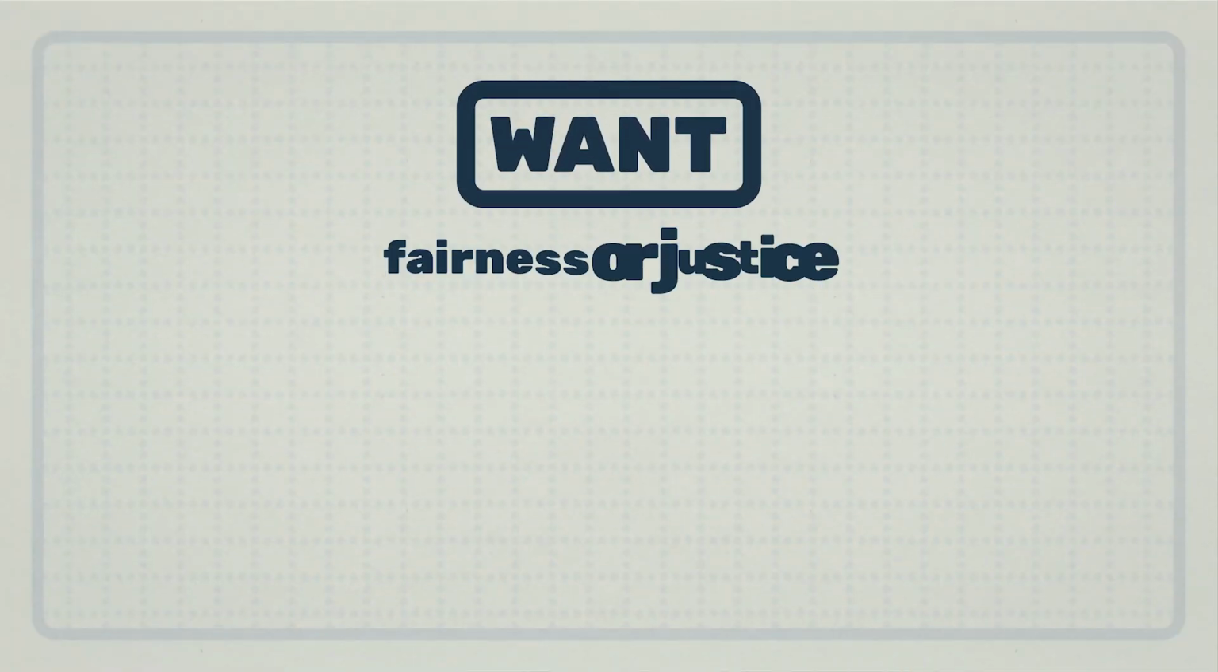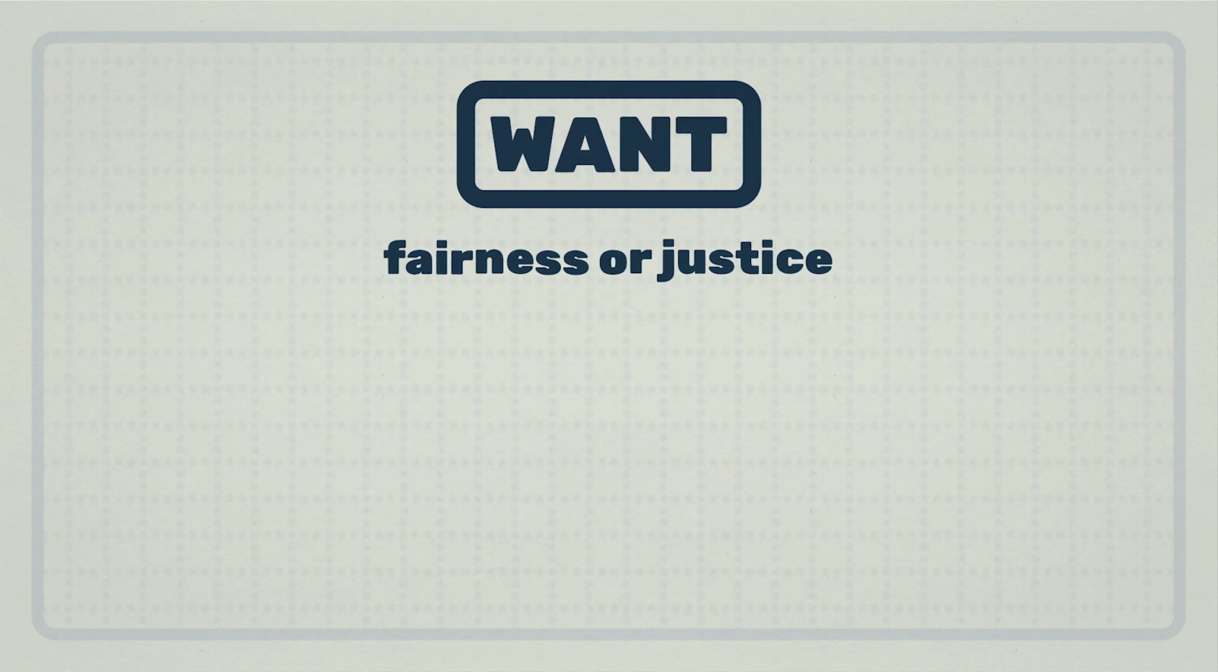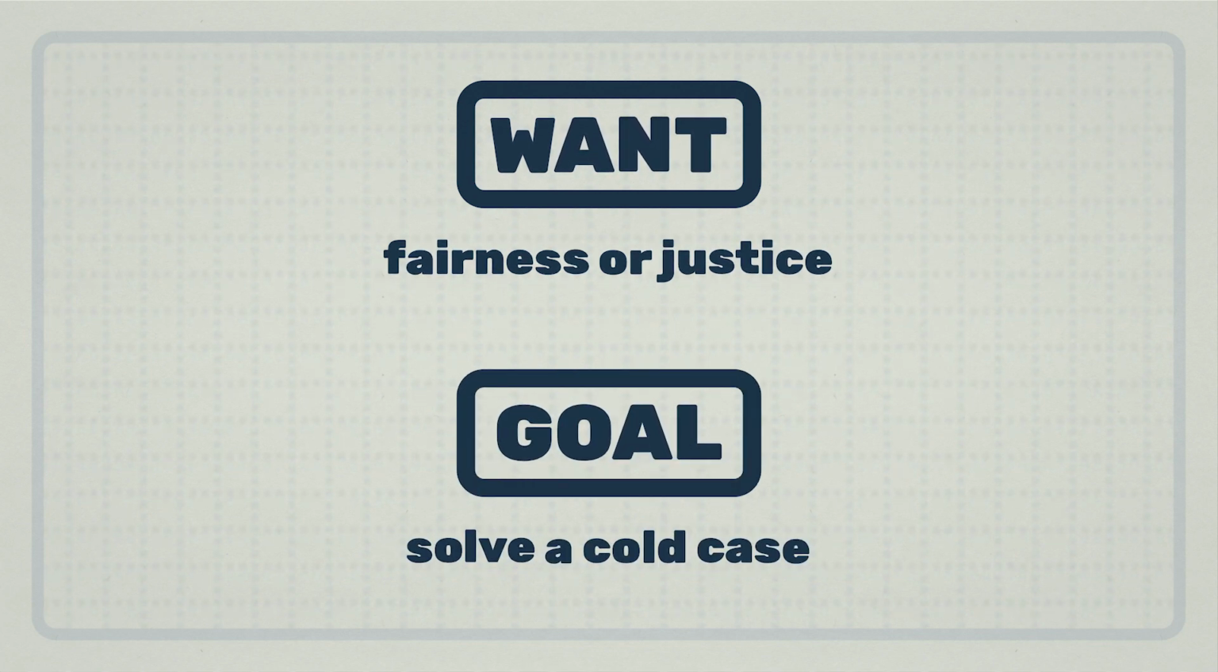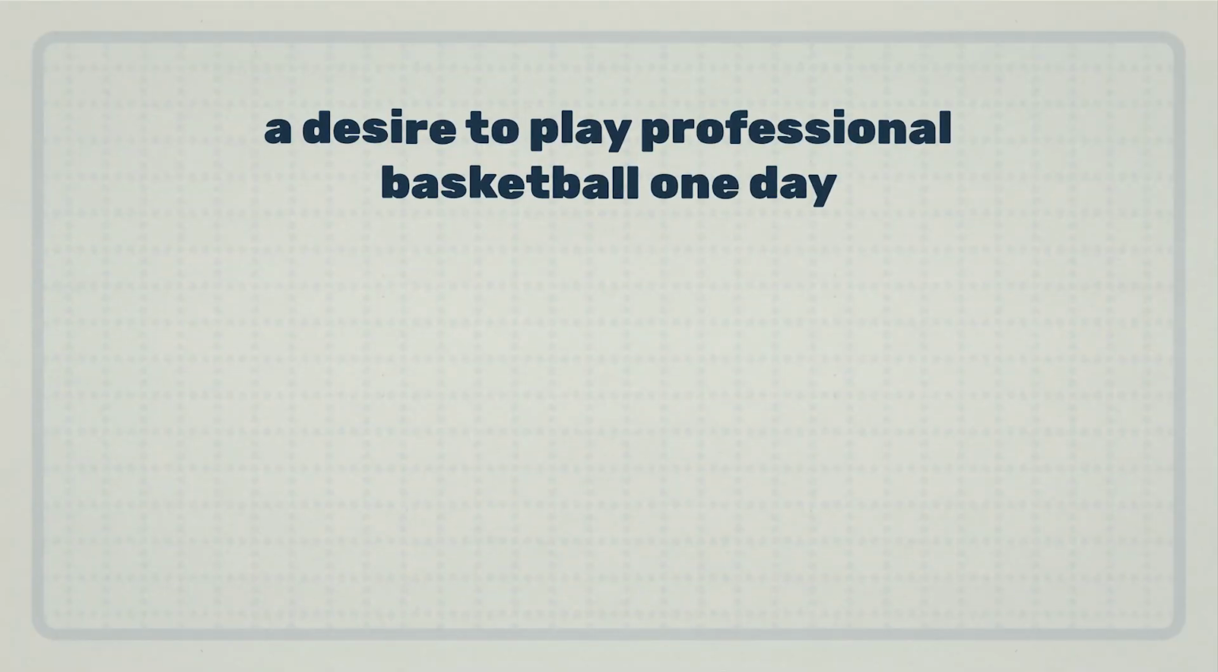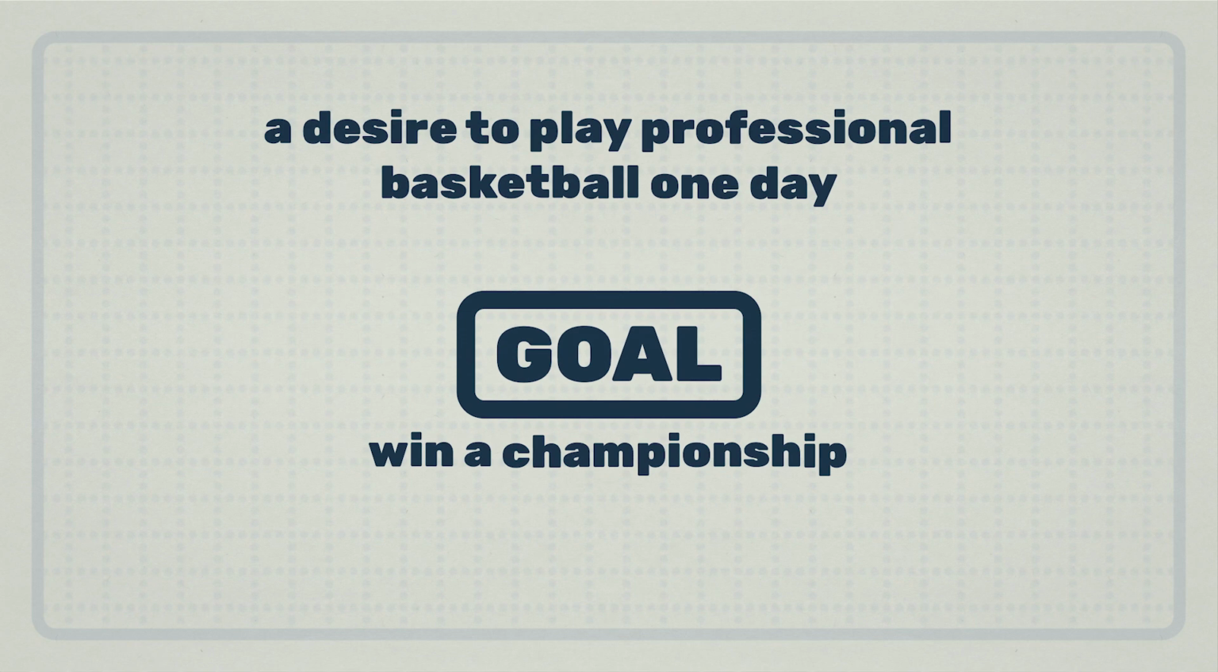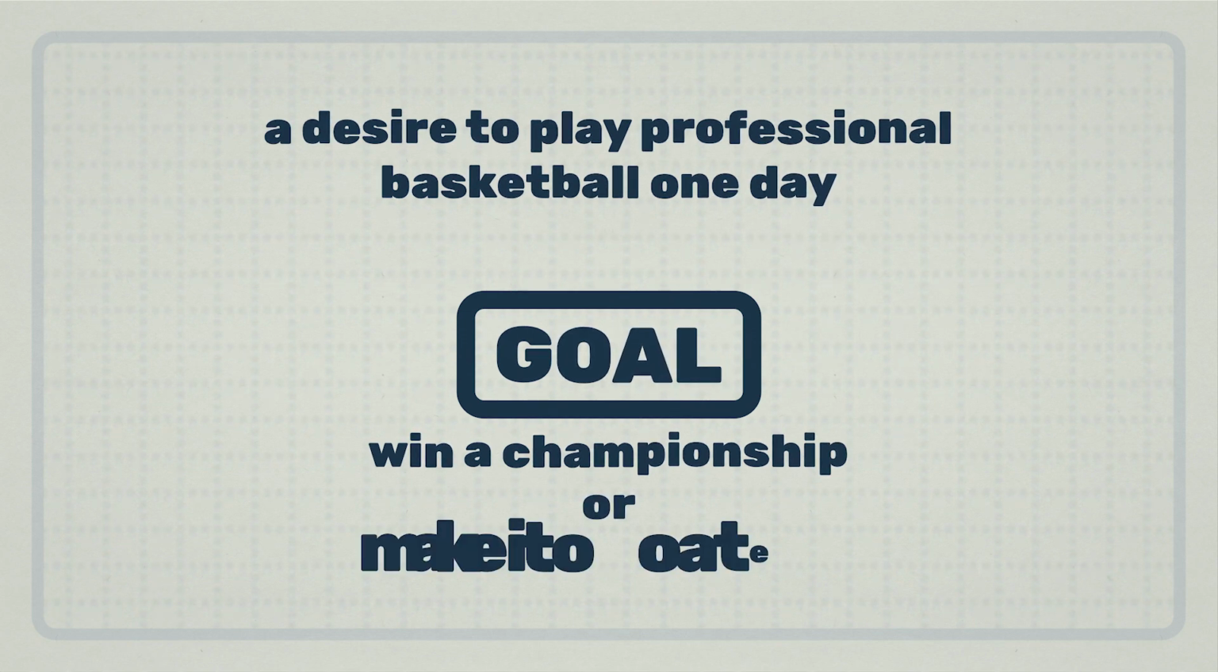For example, if they are a fair character motivated by justice, maybe the goal could be to solve a cold case. Alternatively, if they have some kind of physical desire, then you can easily mold this into a goal. As an example, a character who has a desire to play professional basketball one day could have a goal of winning a championship or even just making it onto a team. In either of these cases, you can use the steps from the last few lessons to ask the 2 main questions that lead to the need and to the antag.